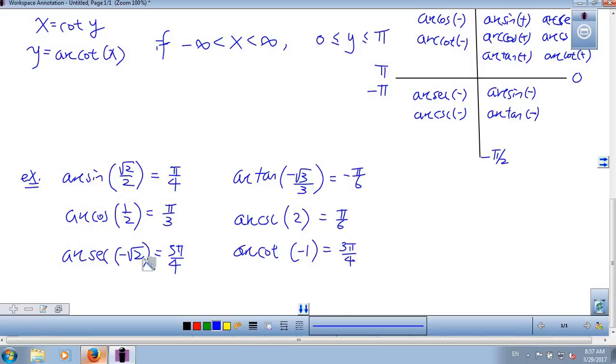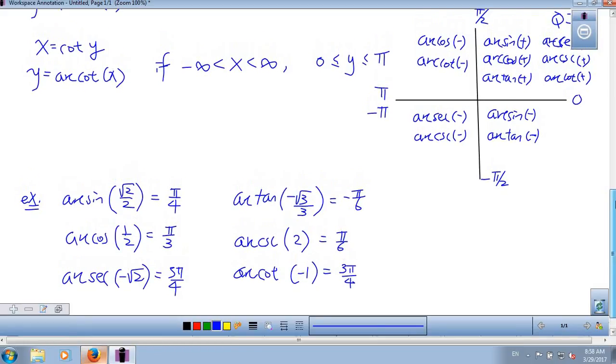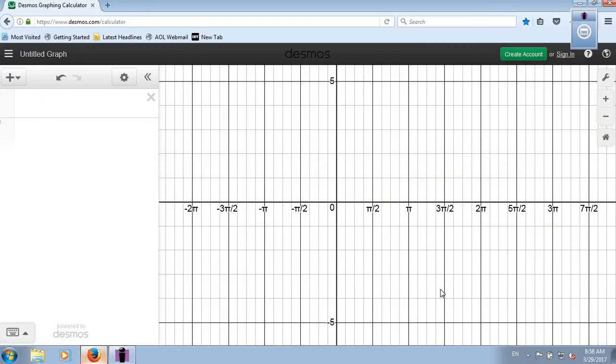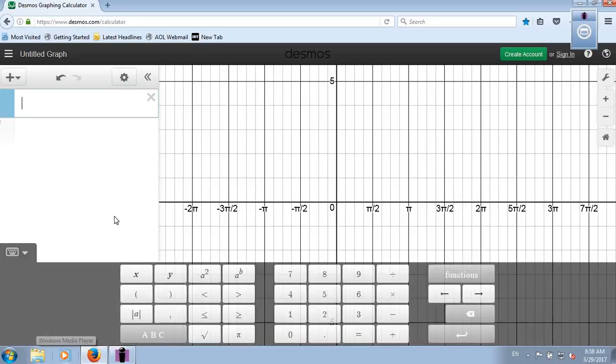So doing arcsecant, arccosecant and arccotangent will be a little bit more different, especially when you have a negative, because you have to remember which quadrant they are in. Now I think we have been talking about all the arc functions a little bit, but I haven't shown you the graphs. Let's go ahead and go back. This is arcsecant. Let's take a look at what arccosecant and arccotangent look like.